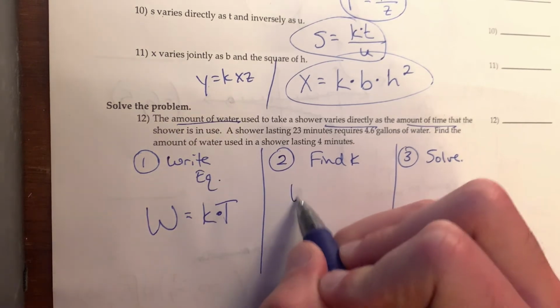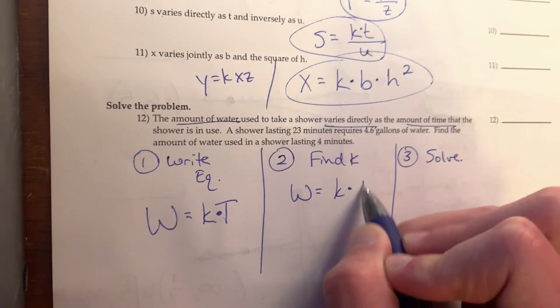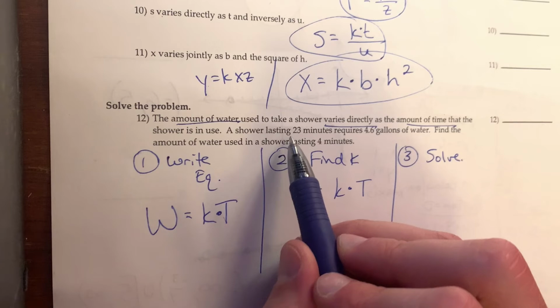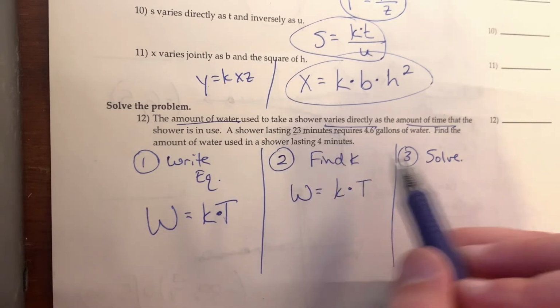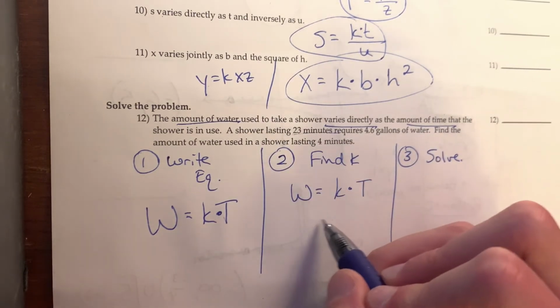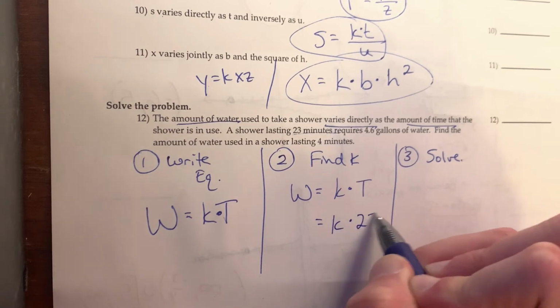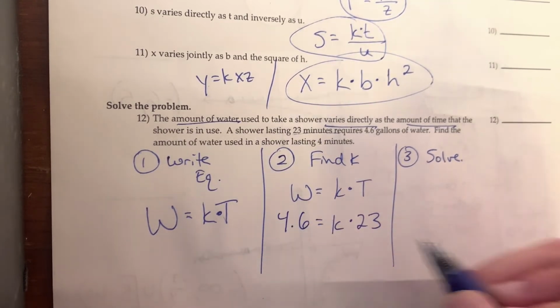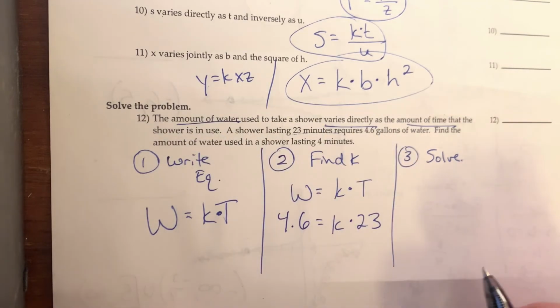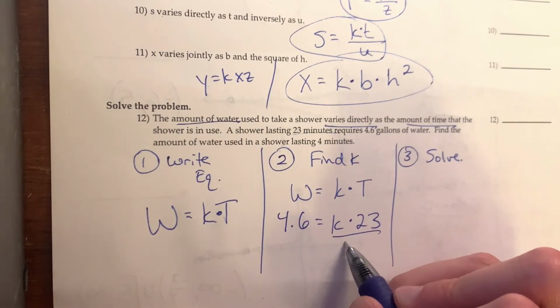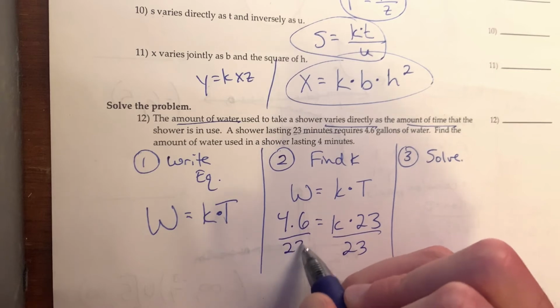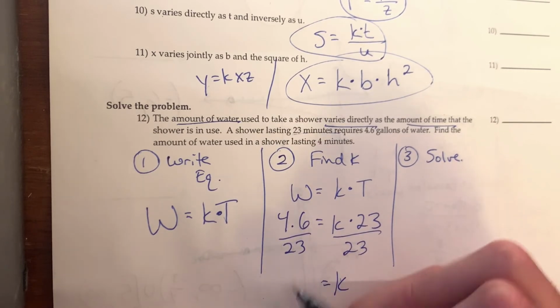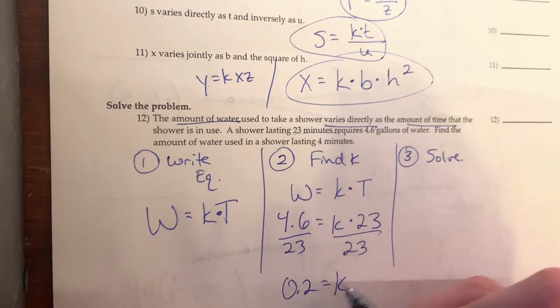That's step one. Step two, I'm going to use that equation to find K, right? So the first set of values it gives me, a shower lasting 23 minutes. So that would be the amount of time. So that 23 is going to go in for T, 23. And then requiring 4.6 gallons of water. So 4.6 goes in for W, the amount of water. Okay. And then I divide 23, divide 23. So K would end up equaling 0.2. Okay.